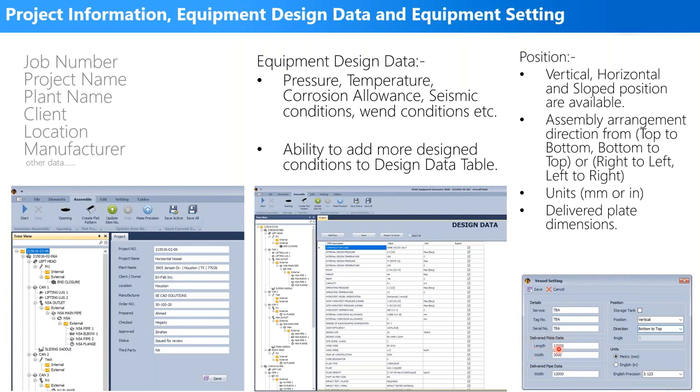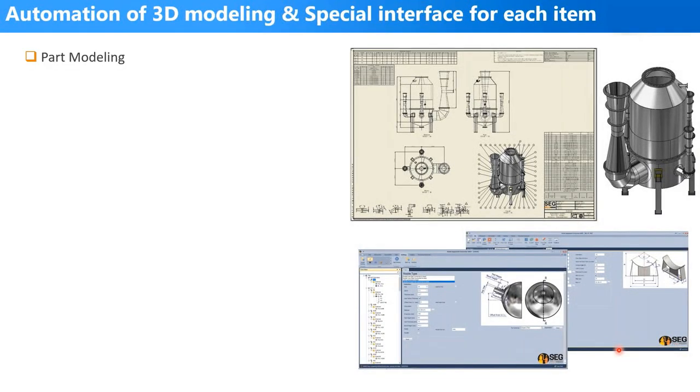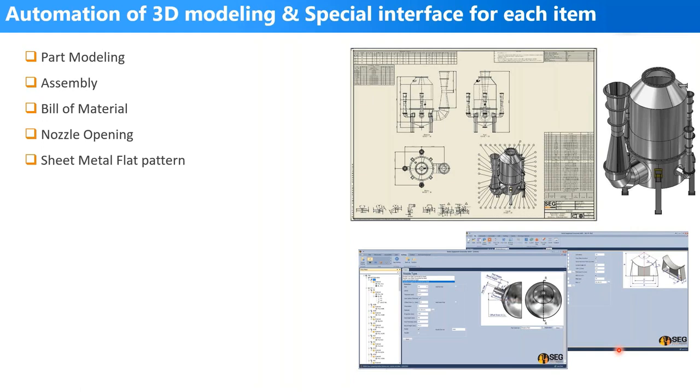By defining the delivered blade dimensions, SEG will automatically calculate the required number of blades needed to create the total circumference of the shell. You have the ability to define the units that you will use in your model, in millimeters or in inches. And by using SEG software, you have the ability to create whole parts automatically, assemblies, and you will get your complete bill of material for your equipment.